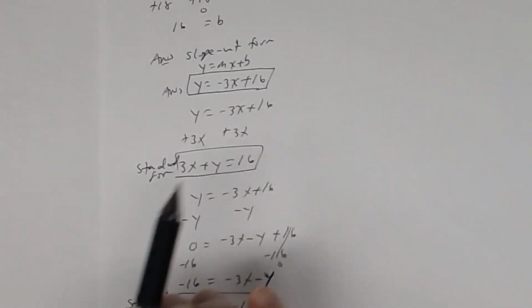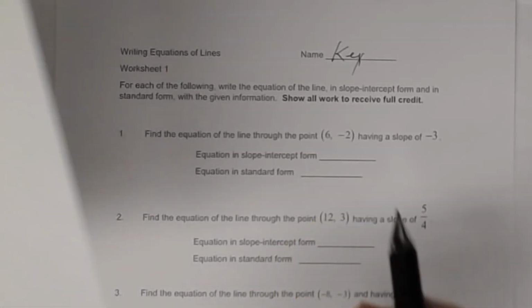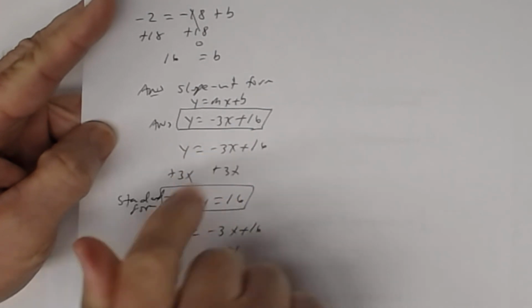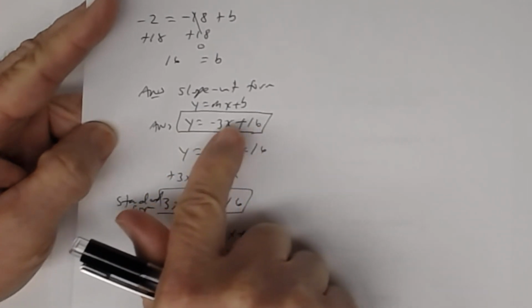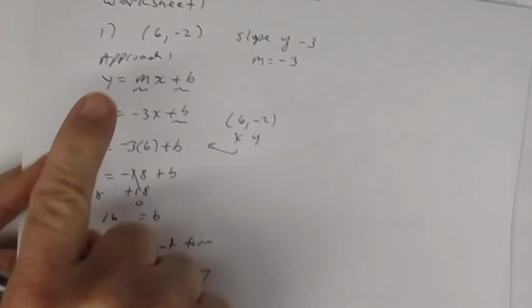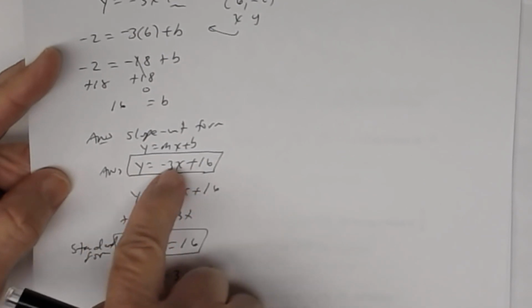So in terms of your answer, the equation of the line in slope-intercept form, all of you have to have this answer: y equals negative 3x plus 16. There's only one answer for slope-intercept form, one equation for this problem. Y equals negative 3x plus 16.